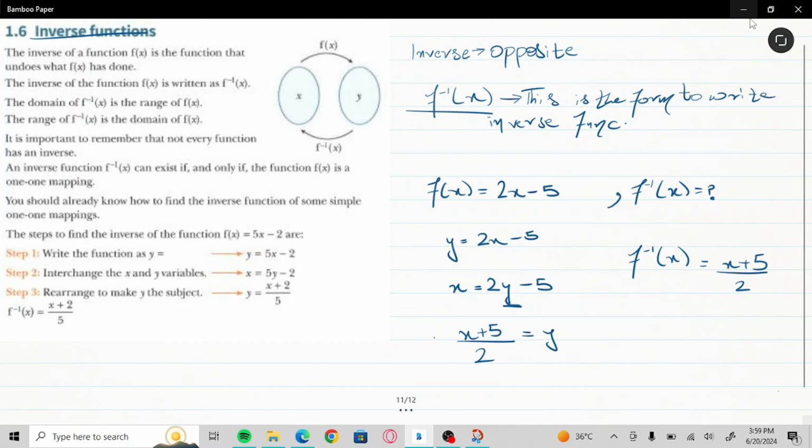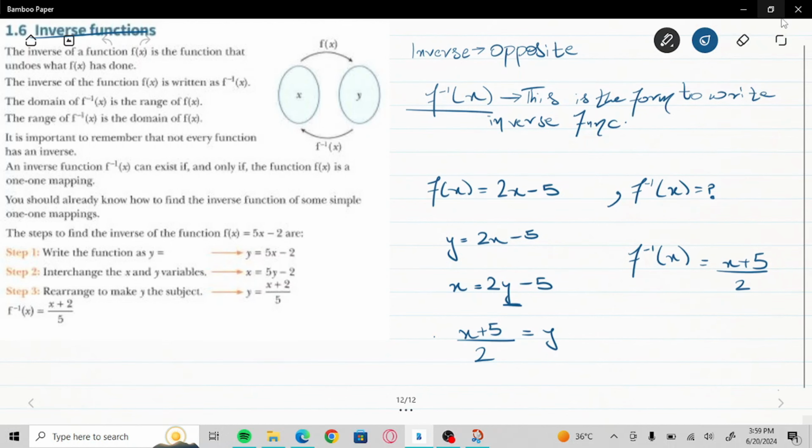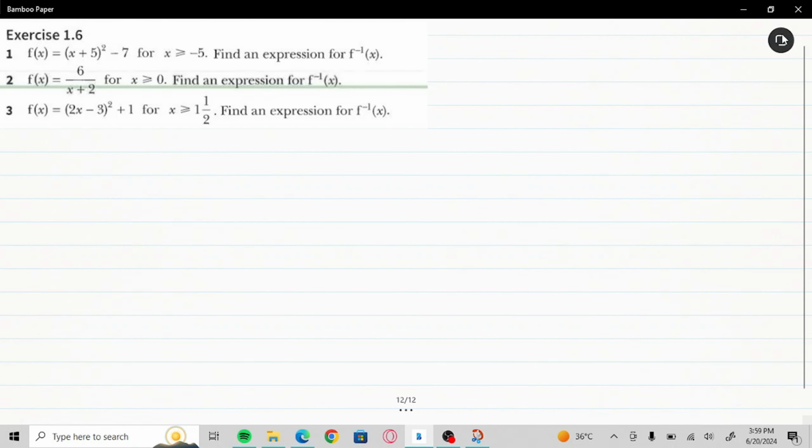Simple. So we take the y value to be the inverse of x in the end, and that's how you find the inverse of any function. It may seem a little confusing, but as we go through the questions, it's going to make a lot of sense. So on to question number 1 of exercise 1.6.